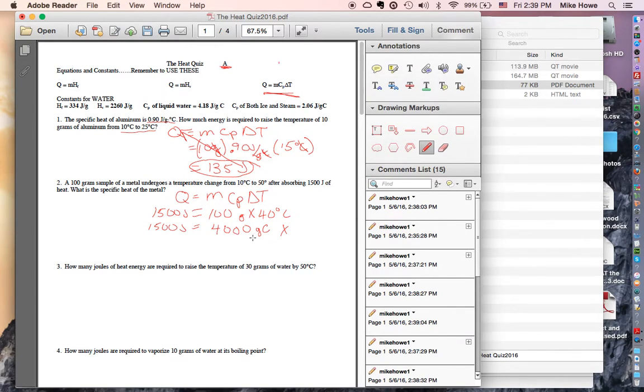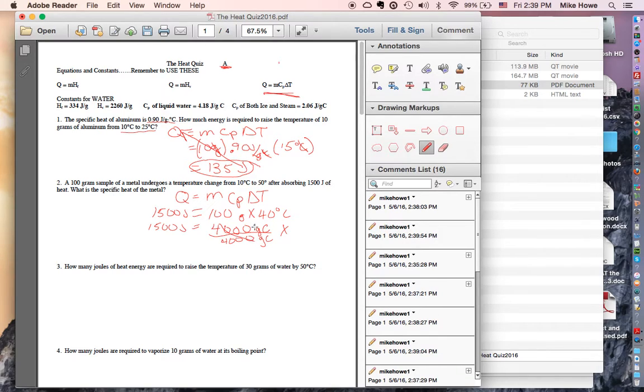Now we need to simplify. Many students have told me that the way to simplify this is to divide both sides by 1500. Then other students say, well, you've got to subtract 4,000, but you can't do either one of those. You need to isolate the variable that is on the side with the number. So the X has to be gotten by itself. So to do that, you divide both sides by 4,000 grams degree C.